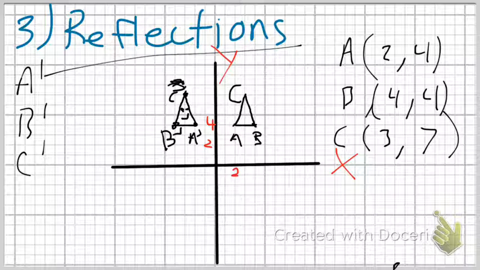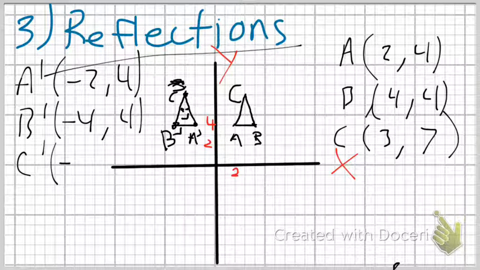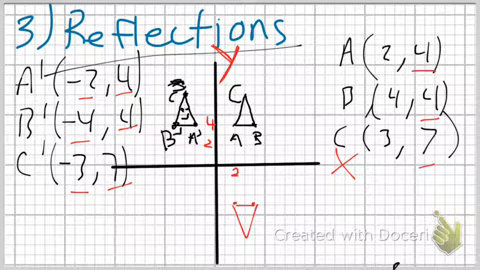Now, if we're labeling points A, B, and C, we should also do A prime, B prime, and C prime. Now, we can just look at the reflection and say, well, A prime is now at -2 and 4. B is at -4 and 4. And C is at -3 and 7. So we see the same values, just with a negative sign, because it's flipped on our y-axis. We could also flip this on our x-axis, and it would look something like that. Again, just count the numbers and see the difference.